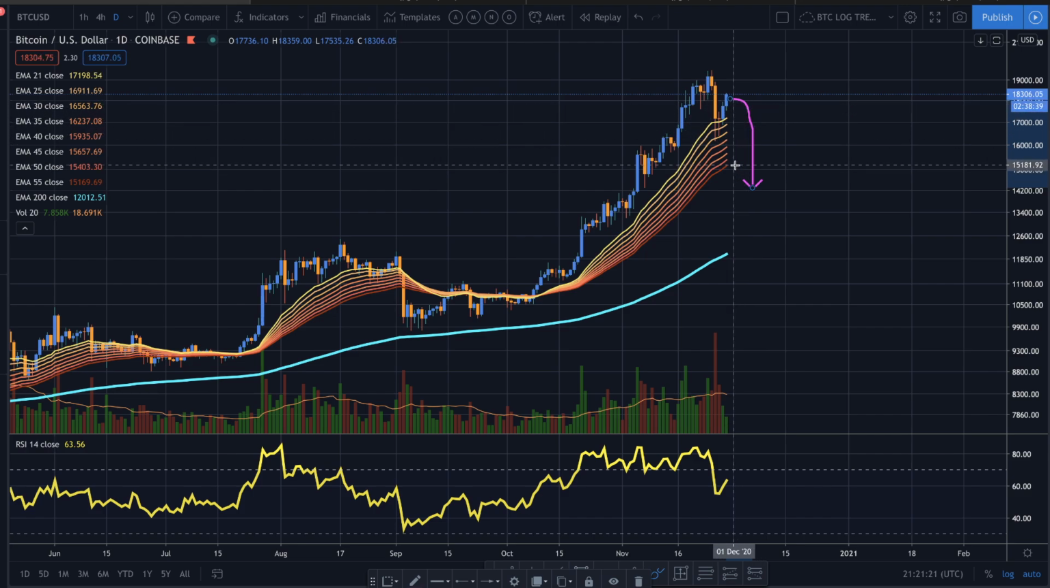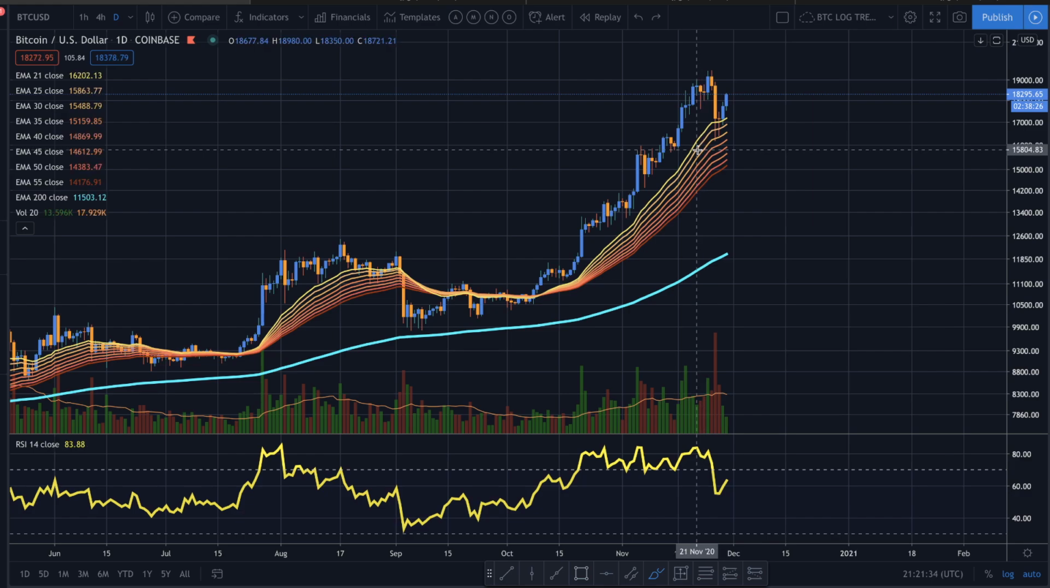If Bitcoin does drop below, in this case it's $15,000, that could be quite a bad sign just according to this indicator alone in a vacuum. Obviously with other analysis it's not that scary at all, but that could be dangerous for Bitcoin.